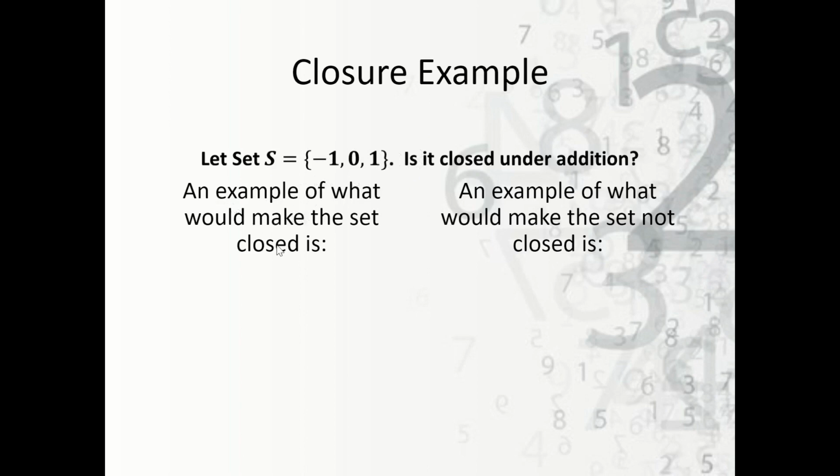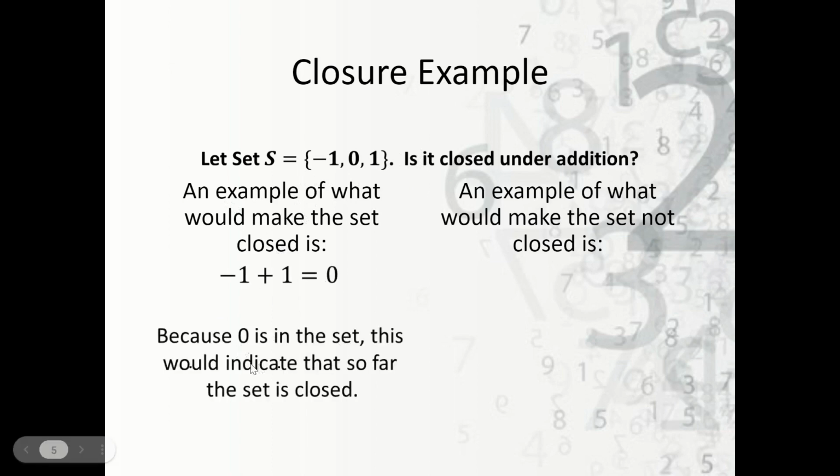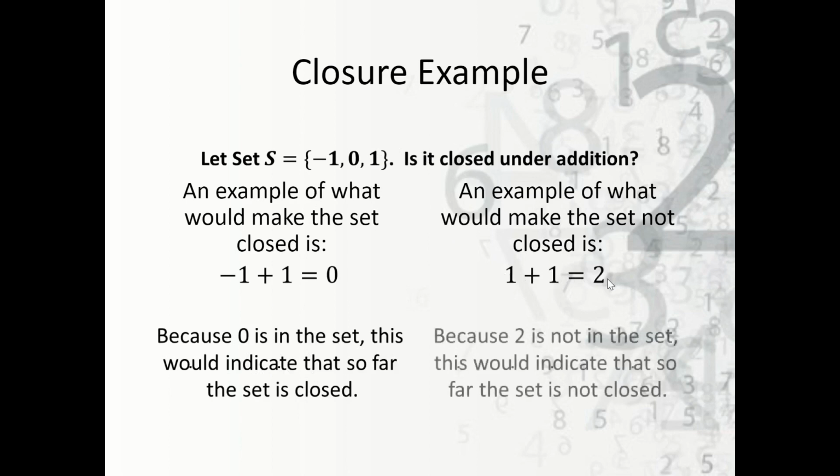So an example of what would make the set closed would be -1 plus 1 equals 0. Because 0 is in the set, it looks like it might be closed. Now, is there an example we can come up with that makes it out of the set? Well, if we add 1 plus 1, because we do need to include it plus itself, so 1 plus 1 equals 2. Well, 2 is not in the set, therefore the set is not closed. And again, if there's even one example of this, so it doesn't matter that this part ended up inside the set. Because this one example is out of the set, then the whole set is not closed.